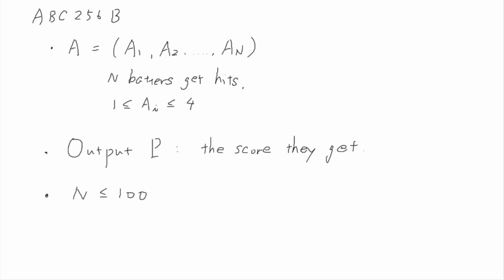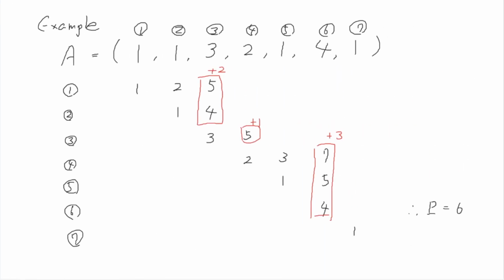And the constraint is n is at most 100. So let's think about the example. A is 1, 1, 3, 2, 1, 1 for 1. So we have 7 batters.